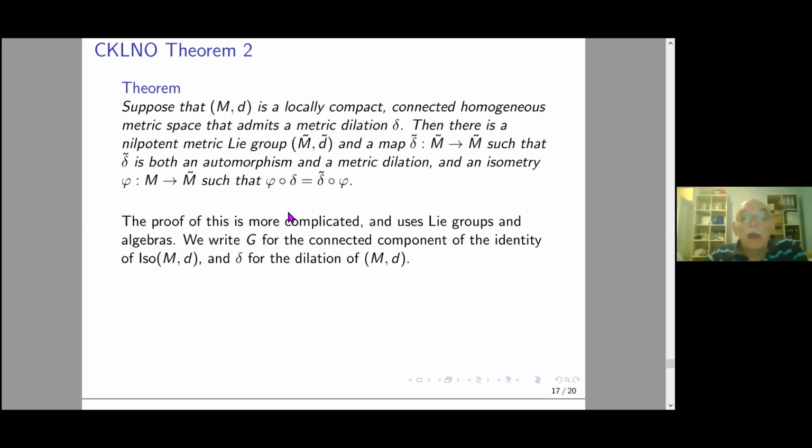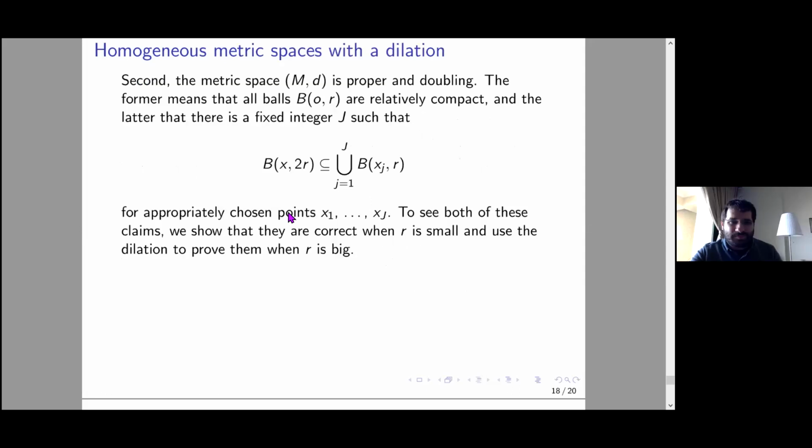It's more complicated. It uses Lie groups and Lie algebras. I don't know whether you want me to spend a lot of time on this. I think maybe I will just spend about 10 seconds on each slide just to show you that it can be done. So first of all, we have to do something about there is a fixed point and there is a Banach fixed point theorem. And that is something about metric spaces. And then the metric space is proper and doubling.